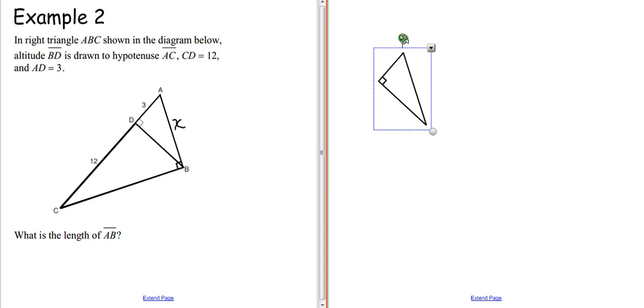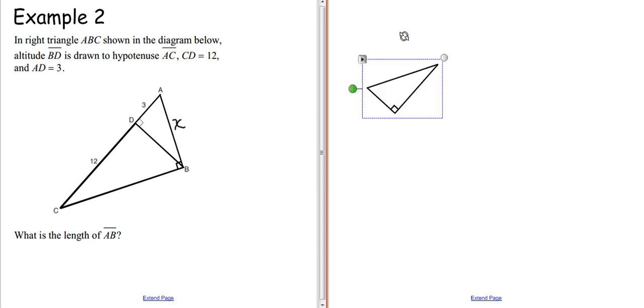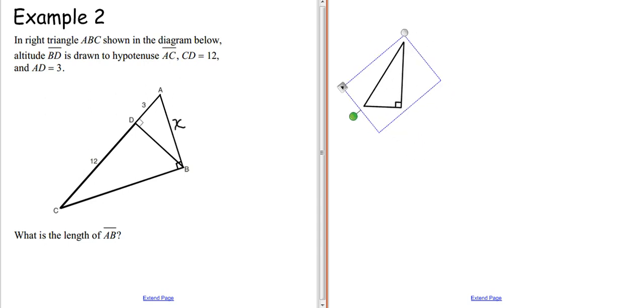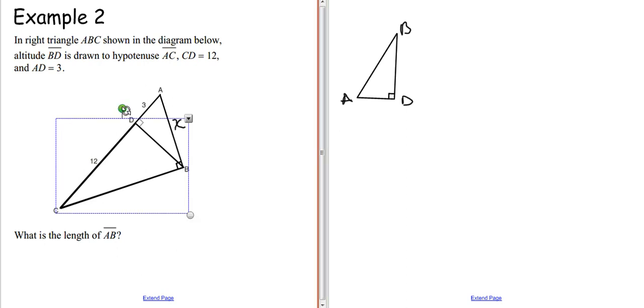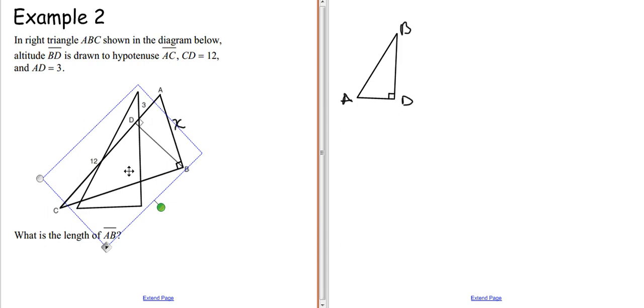So let me take my triangles, and I'm going to orient them all the same way. So I'm just going to rotate that way. So that means this is A, D, B. Let's take this one here. It's going to get rotated this way.